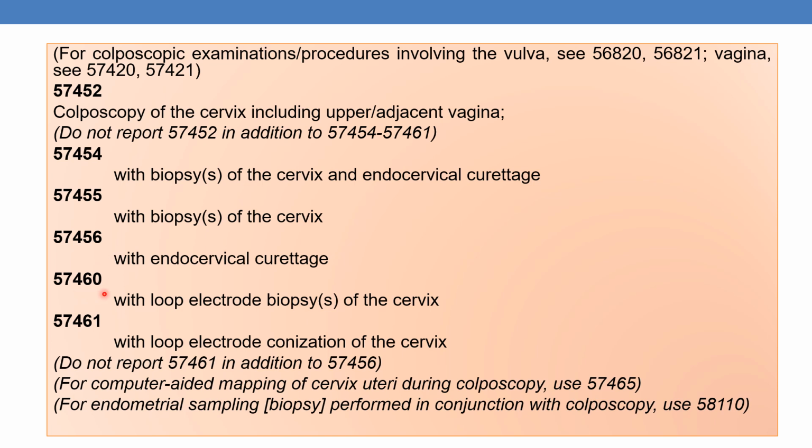The next is 57460, colposcopy of cervix with loop electrode biopsy of cervix. The next is 57461, colposcopy of cervix with loop electrode conization of cervix. Do not report 57461 in addition to 57456. For computer aided mapping of cervix uteri during colposcopy, we need to use 57465. And for endometrial sampling performed in conjunction with colposcopy, we need to use 58110.